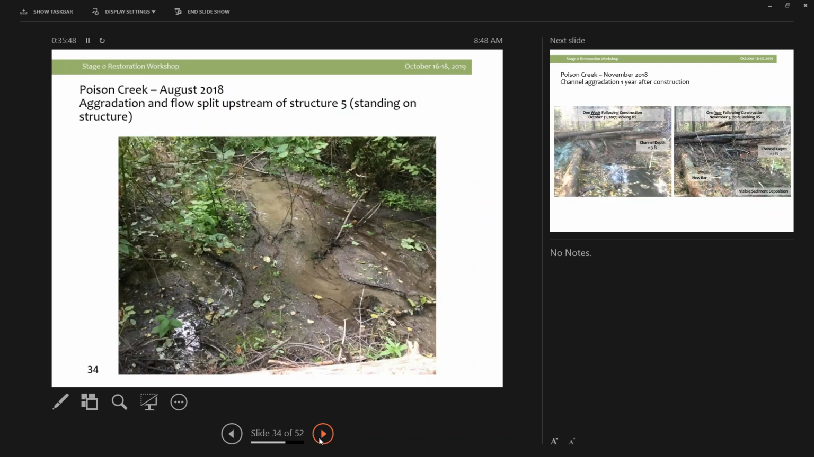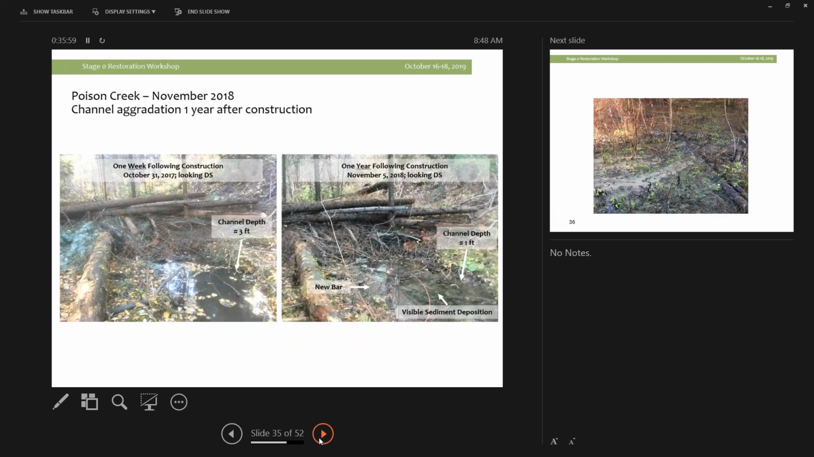So this is another kind of typical of what we're seeing, just new flow pathways developing naturally, a lot of deposition, a lot of bars around the structures. So this one has even filled in more since then. This is 1 year post-construction. So right after construction, we had about a 3-foot channel depth. We've graded up to about a 1 foot. This has come up even more in the last year. So this is 2018, as I said.